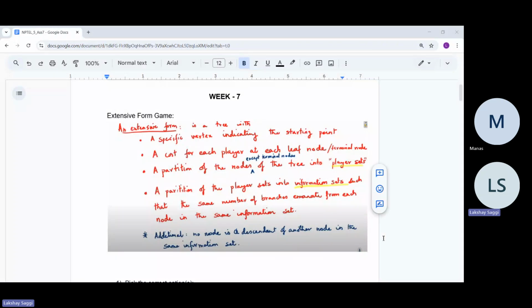Okay, so I hope my screen is visible. If it is not, you can type in chat and inform me. Otherwise, let's get started.